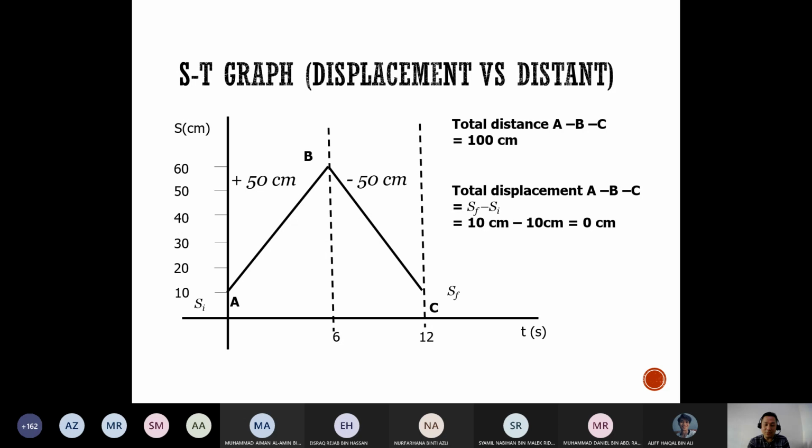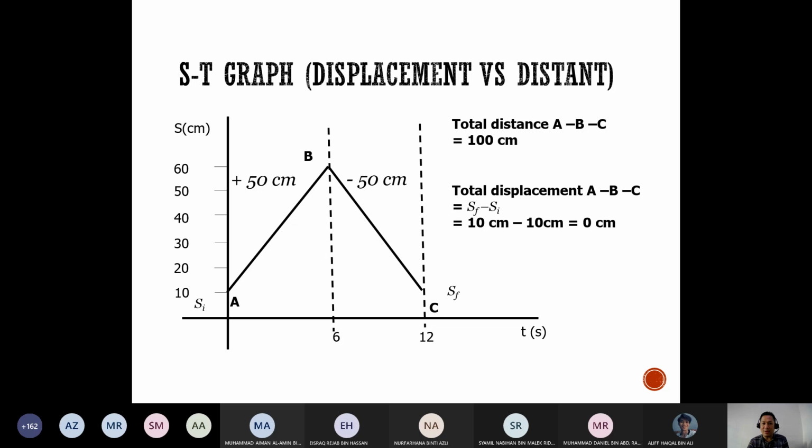If we look at this graph, we can get the total distance, A to B to C. Because distance is just a length, we count that 50 cm plus another 50 cm. It doesn't involve positive or negative, as I mentioned, because it's distance, without direction. So just 50 cm plus 50 cm, so we get 100 cm.